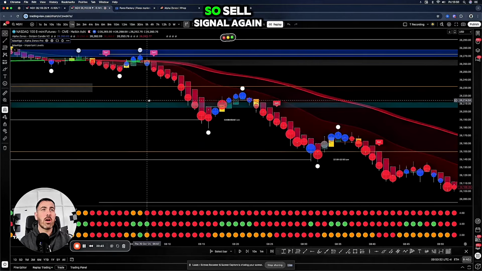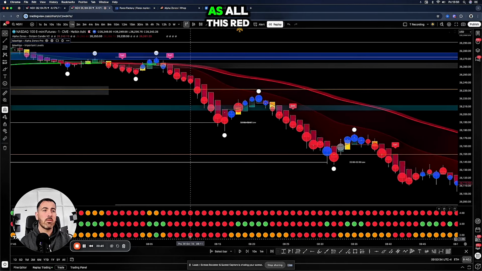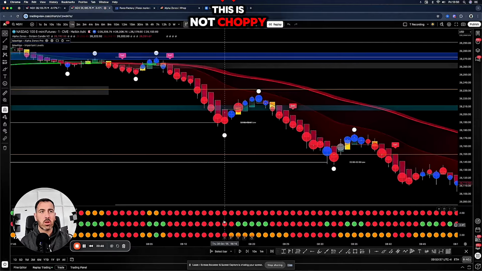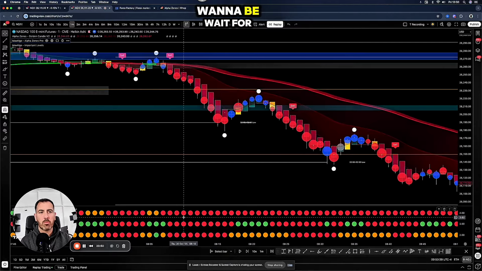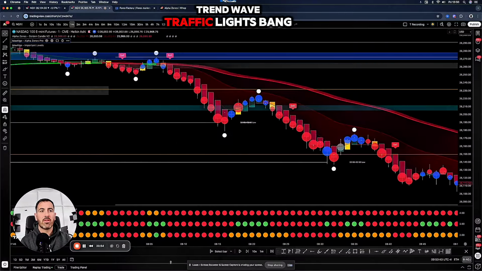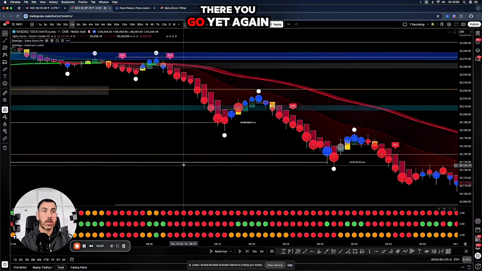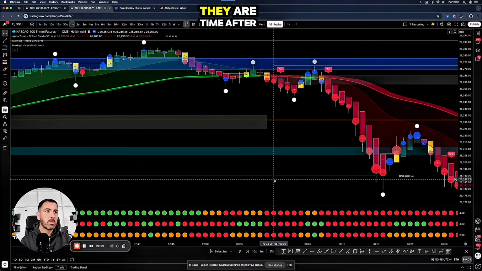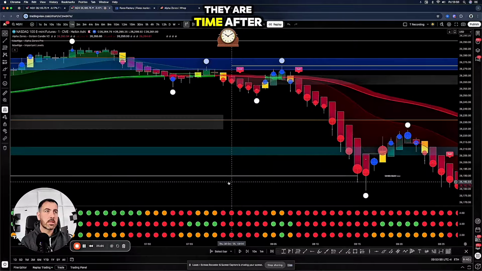Okay, so sell signal again. As all this red, this is not choppy price action. This is trending. This is where you want to be. Wait for them to align. Sell signal, volume, trend wave, traffic lights. Bang. There you go. Yet again. They are time after time after time.